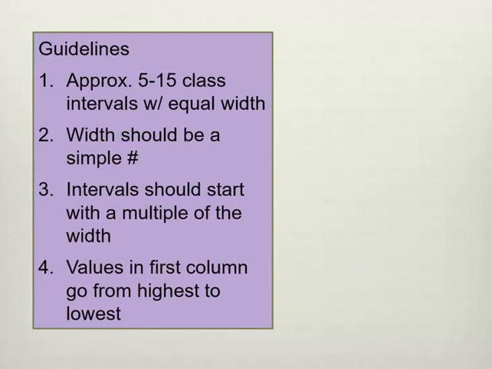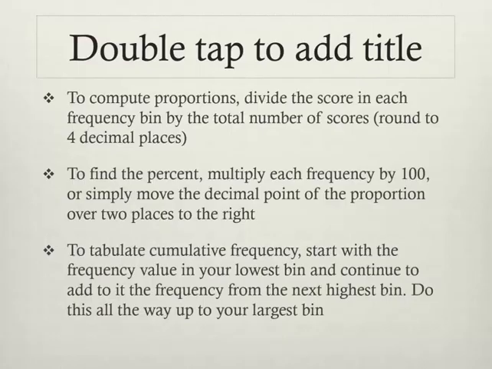Okay, before I show you the answer, I just want to review, because this is an important part of your homework assignment, and it could be an important part of your exam. Typically speaking, approximately 5 to 15 class intervals with an equal width being a simple number. Intervals should start with a multiple of the width, and the values in the first column should go from highest to lowest. And this is just a reminder of how to compute these different columns that we're talking about.